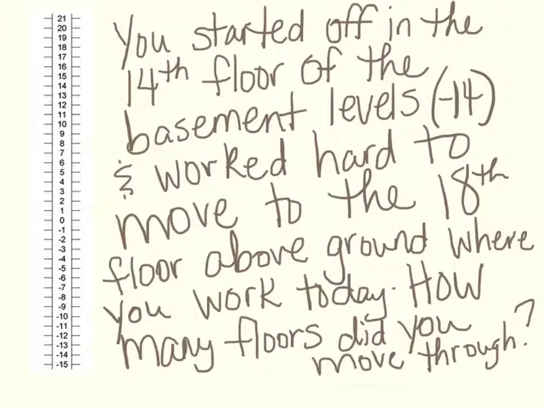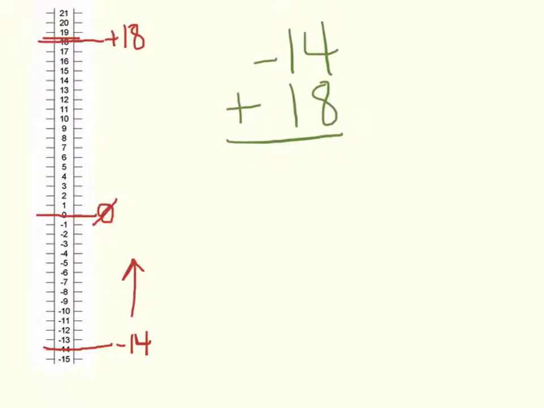Your equation might also look something like this. You started off on the 14th floor of the basement levels, which means you're down here at negative 14. And you worked hard to move yourself up to the 18th floor, which is up here, above ground, where you work today. How many floors did you move through? Now, yes, you can see to get from negative 14 to 0 took you 14 floors, and from 0 to there took you another 18. So, equation form. Again, negative 14 to 0, and then 0 to 18. How many total steps did you go from here all the way to there?